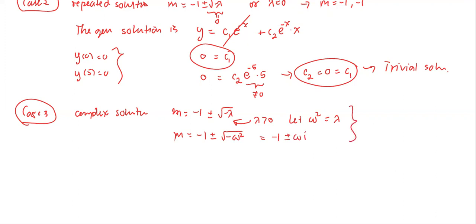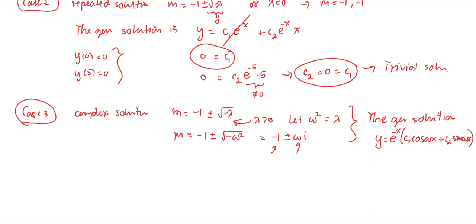And that will give us the general solution as y equals, this time we have the real part, e to the negative x, and the imaginary part gives you the sine and cosine terms. So c1 cosine omega x plus c2 sine omega x.